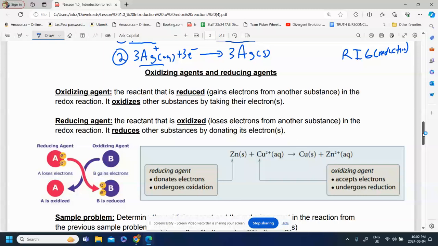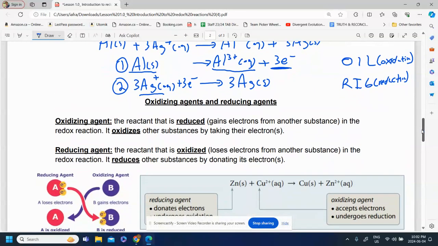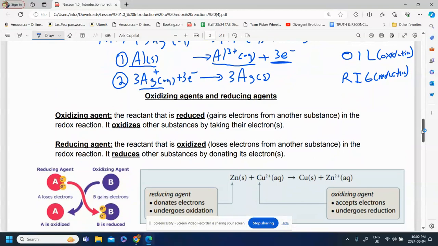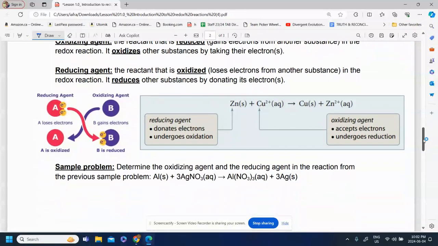To finish off our introductory lesson to redox reactions, which again simply means transfer of electrons from one substance to another, we're going to take a look at oxidizing agents and reducing agents. Those are the last terms you really need to know to have that basic foundation to continue in this unit. So we talked about something being oxidized. Something being oxidized is when a substance loses electrons, and something being reduced is when a substance has gained electrons.